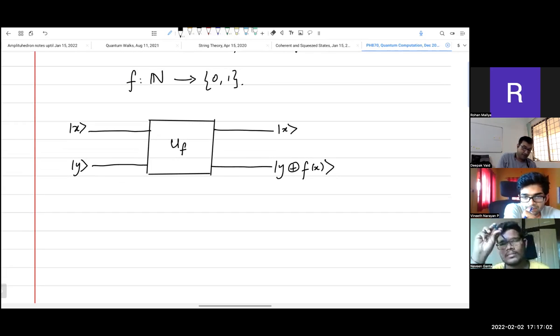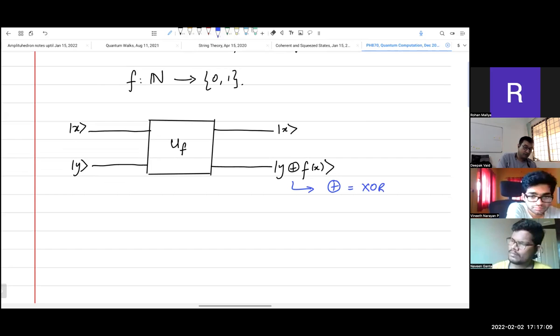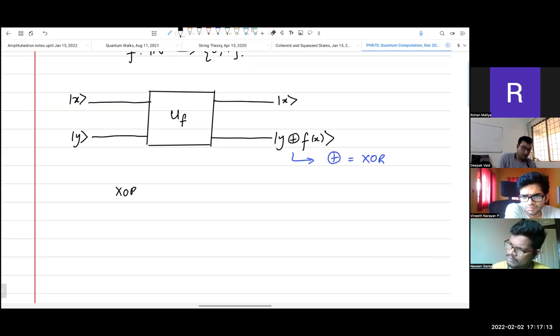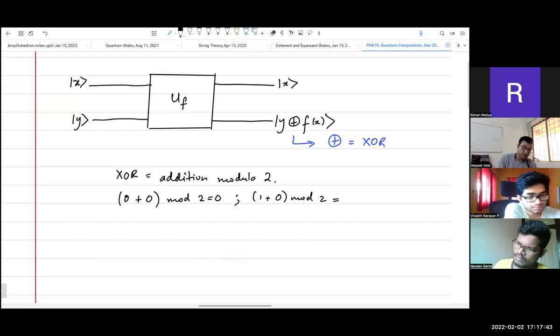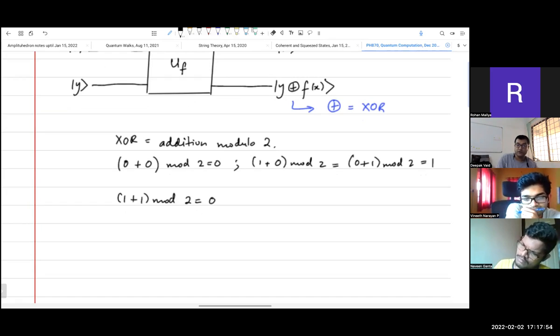So what is this? This is XOR, right? What is XOR? XOR is addition. If you think in terms of binary arithmetic, it's addition modulo 2, right? So 0 plus 0 mod 2 is 0, right? One plus zero mod two is equal to zero plus one mod two is equal to one, right? One plus one mod two is zero, right? So this is the truth table for XOR.